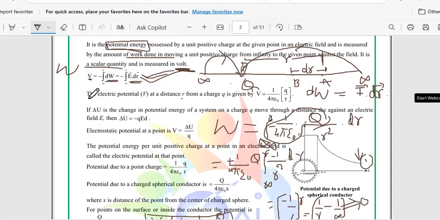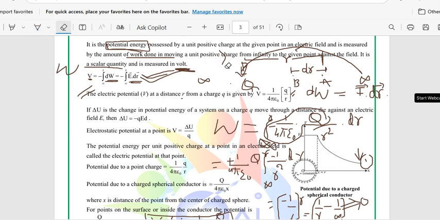I hope this concept is clear to you. The electric potential V at a distance R from a charge Q is given by V equal to 1 divided by 4 pi epsilon naught into Q divided by R. They have taken Q as a unit positive charge and I have taken capital Q as the charge; there is no difference here. So let us move to the next concept.